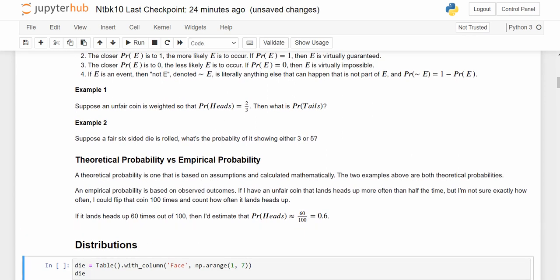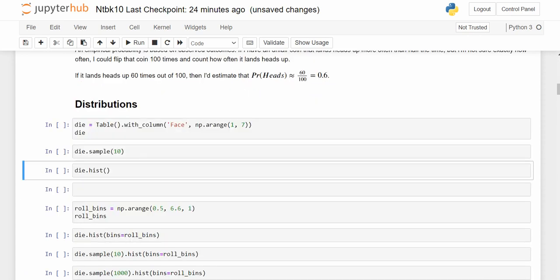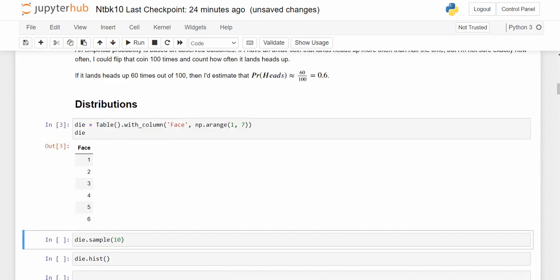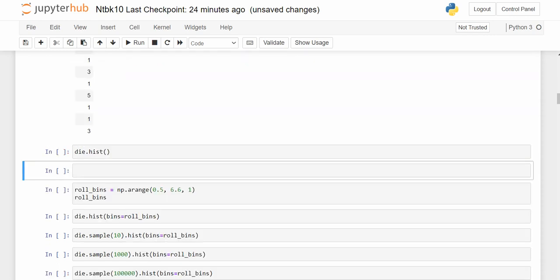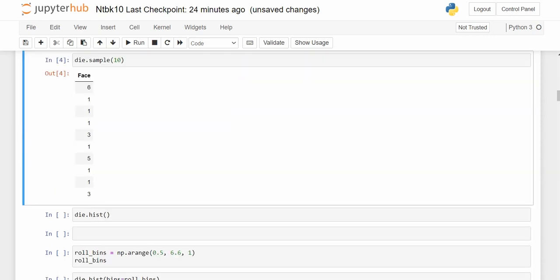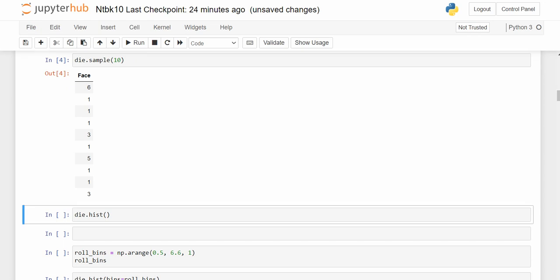Okay. And this is what I told you. So we're going to create this die. And notice it has 6 faces, 1, 2, 3, 4, 5, and 6. And then die.sample 10. It's like it's rolling the die 10 times and recording the face that comes up. So you notice that we got a lot of 1s. There was a 6, there was a 3, there was a 5, and at last there was a 3.